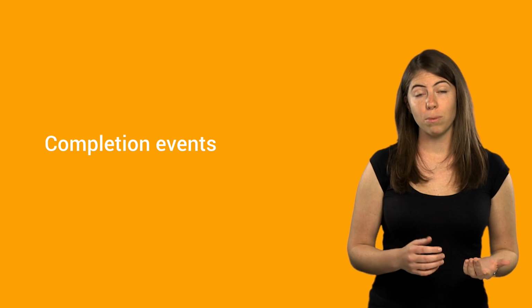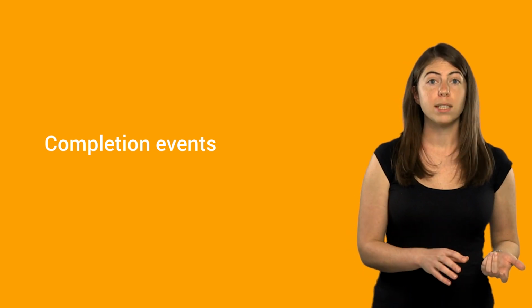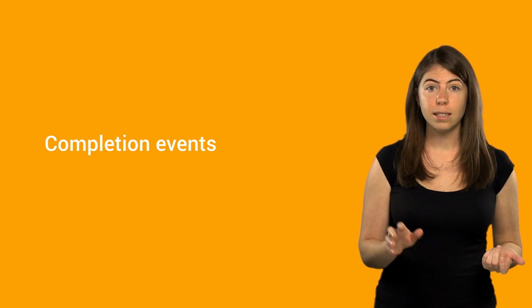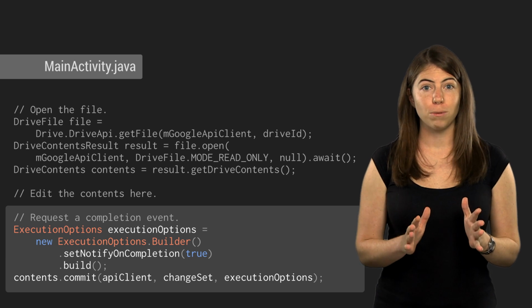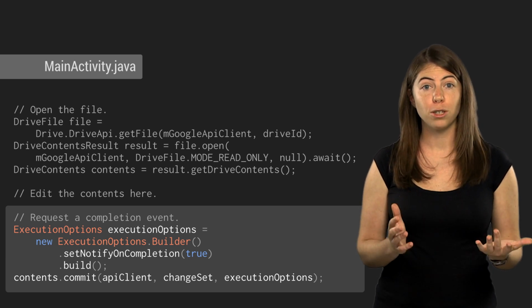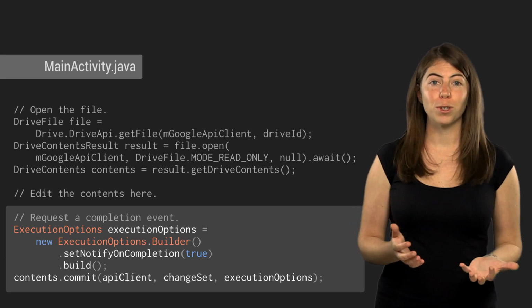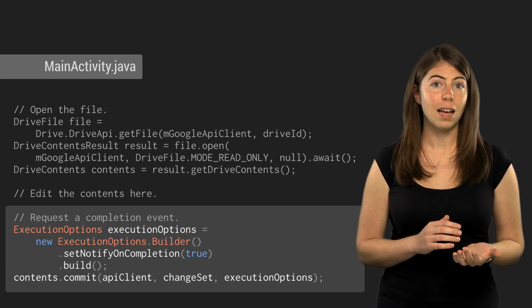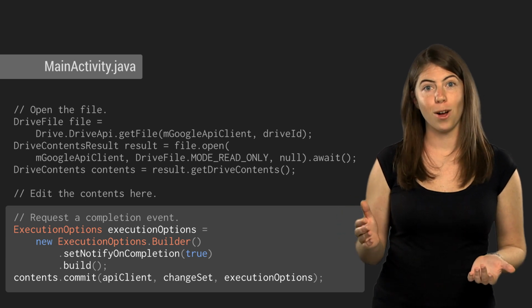Completion events themselves can result in either success, failure, or conflict. We'll start by looking at how to request these notifications and how to handle success and failure results. Completion events are requested for a single action, rather than for a single file or folder, like change events. To request a completion event, create an ExecutionOptions builder, call setNotifyOnCompletion, and pass the new object as a parameter in your file creation or content update method calls.